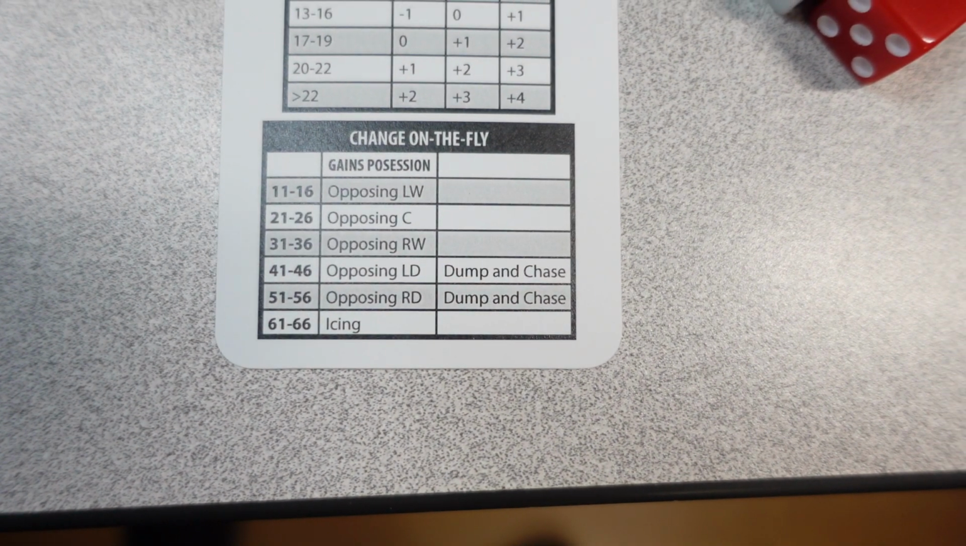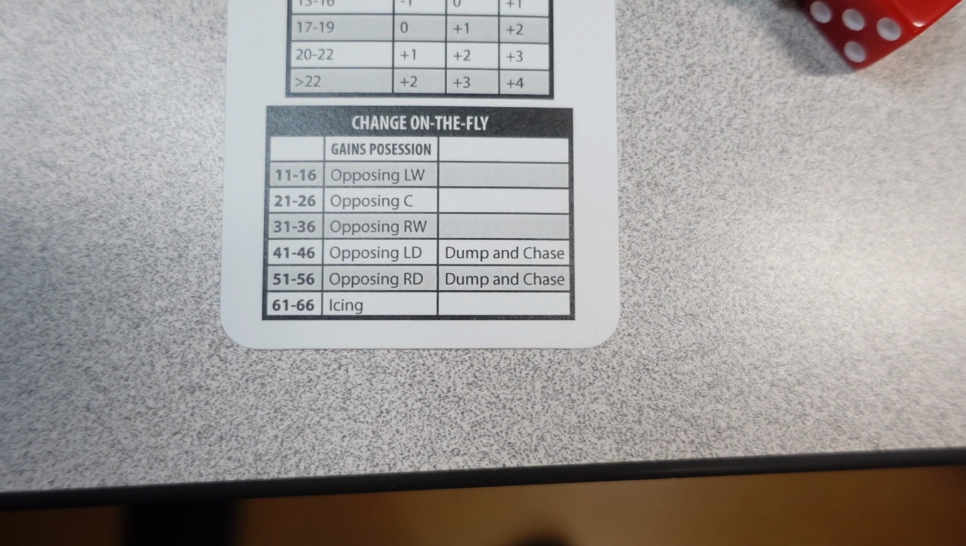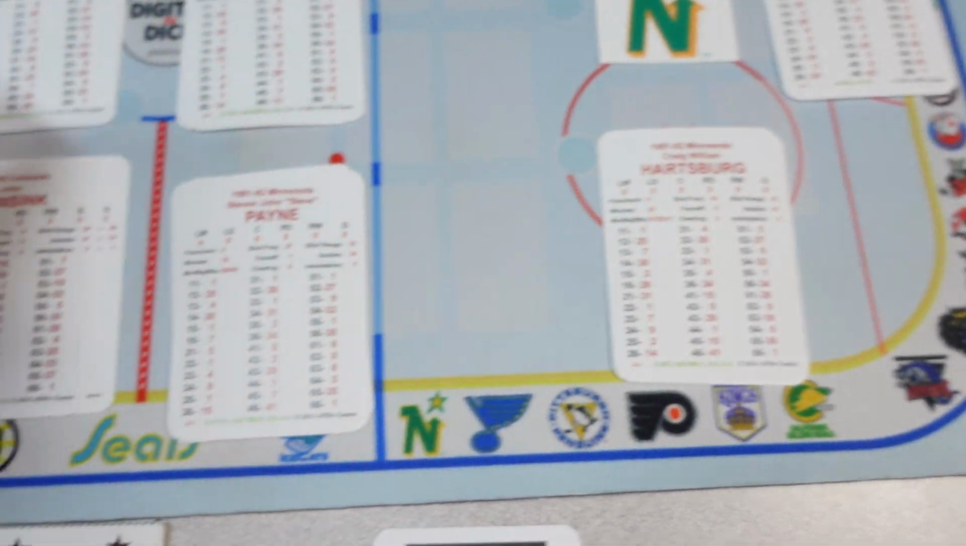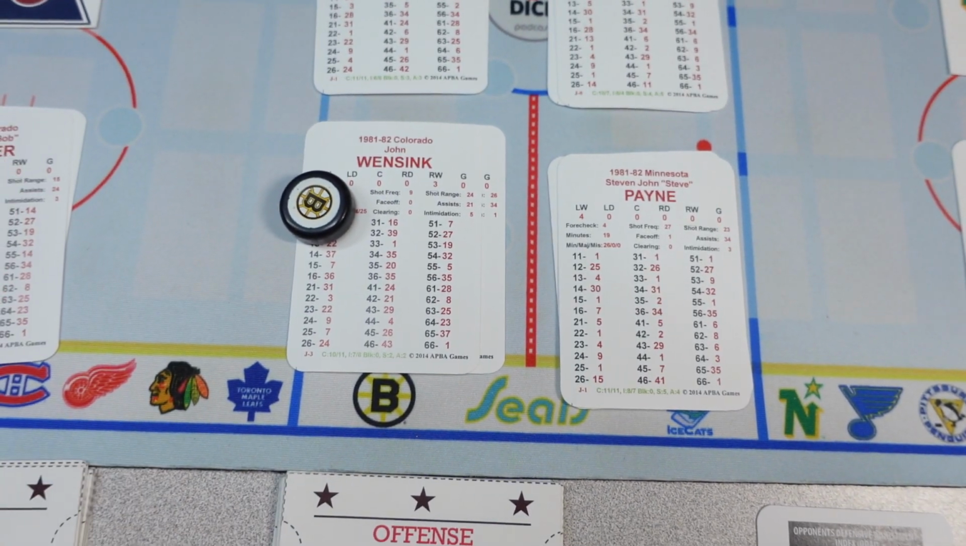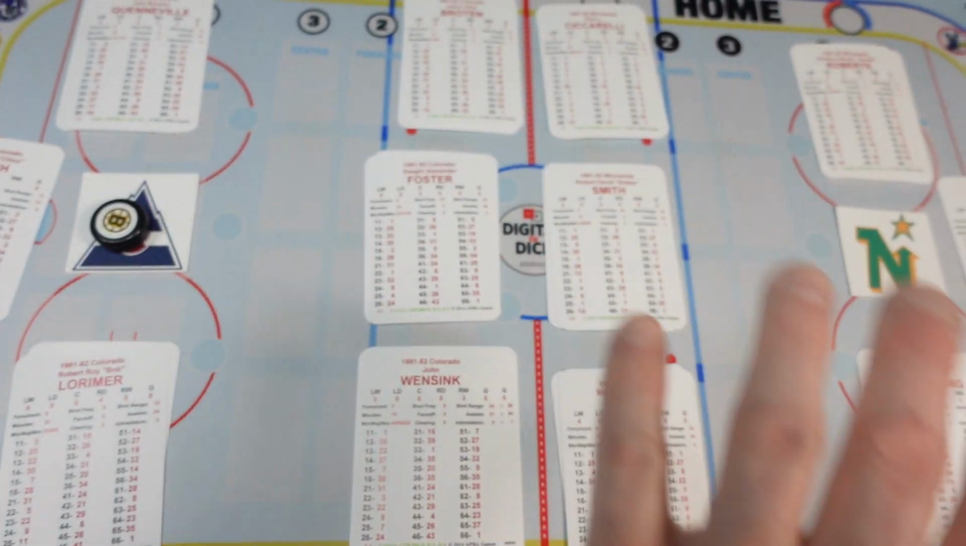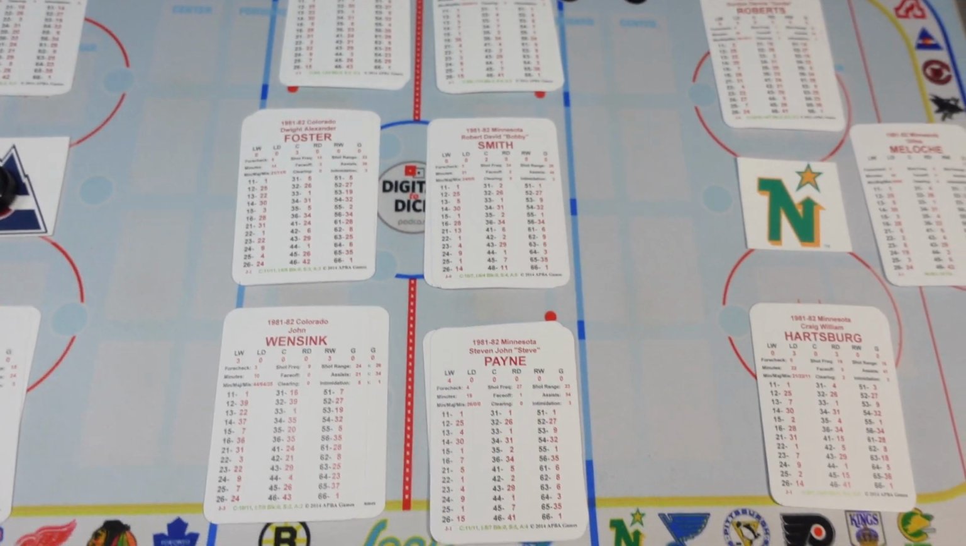The only thing that changes here is that if you roll a 61-66, it'll be icing on the team who has the puck, so the face-off will go into their zone. So if Winsink had the puck and he rolls a 61-66, he ices it, face-off in the Colorado zone, change the lines for both teams, okay?